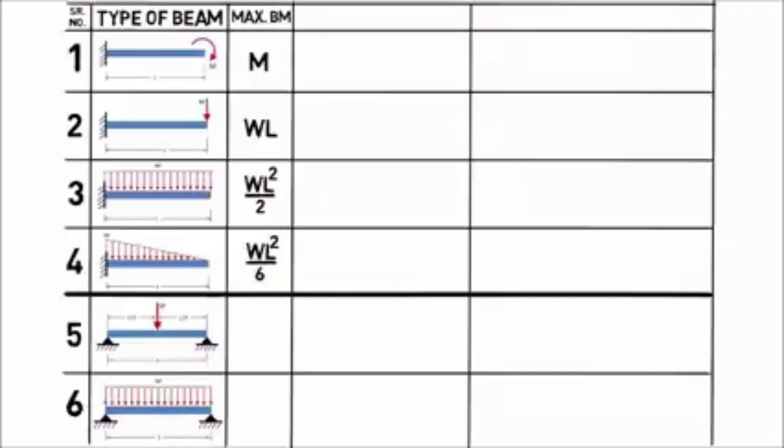In the fifth case, taking moment at the center, because of symmetry, the reaction will be W by 2 into distance L by 2. So the maximum bending moment is WL by 4. In the sixth case, taking moment at the center, which will give maximum bending moment WL square by 8.